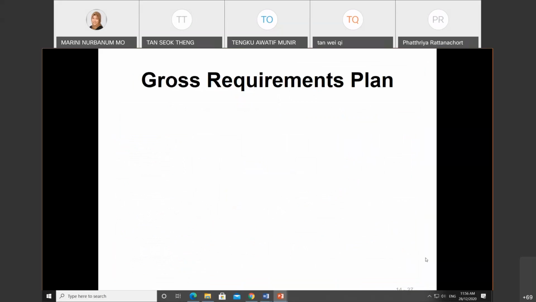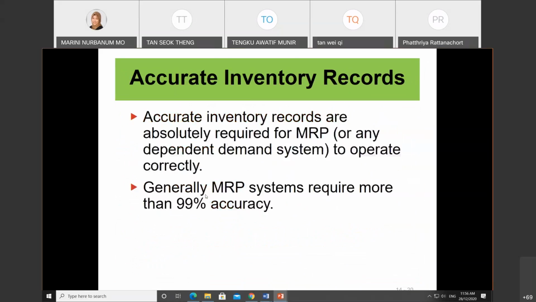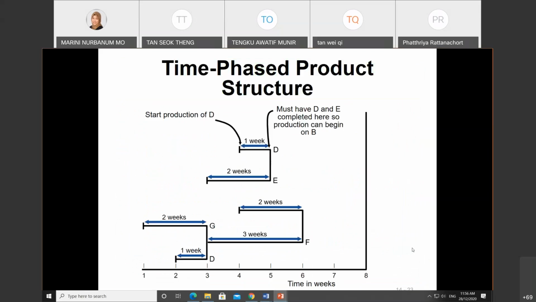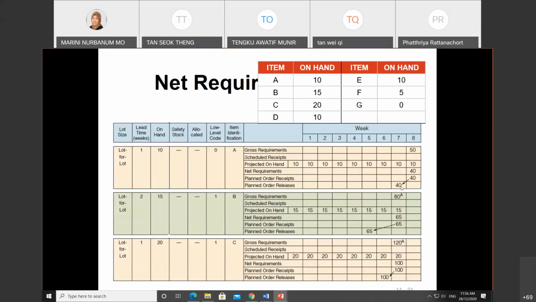Remember that you need two Bs to make one A. You need 3 Cs to make one A. Okay, so that's why in that diagram or that table, even though you are referring to parent A, because you need 2 Bs to make one A, the number is 80. So to make A, B needs to be ready in week 7.